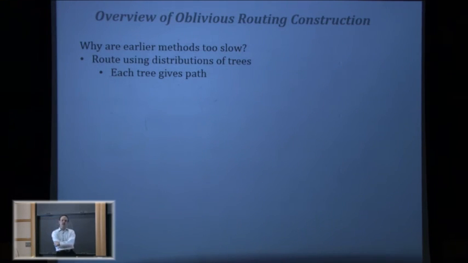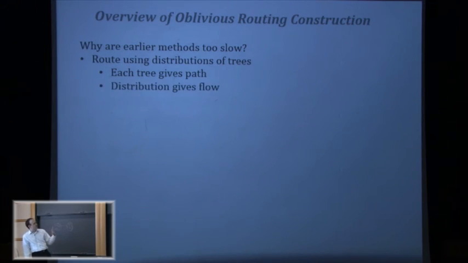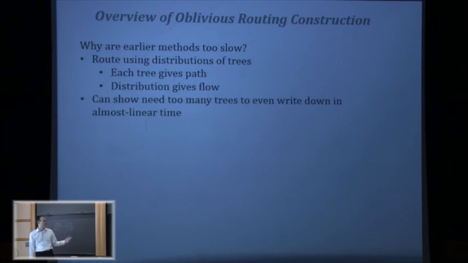If I give you one tree, it specifies a unique way of routing any demands. If I give you a probability distribution over trees, that's an oblivious routing scheme. It gives you a flow. And the reason that you ran into these major problems with using previous stuff, the reason that m squared was not going anywhere, was that you could actually prove that to get a decent competitive ratio, you need at least m trees. And just to write down m trees takes m squared. And so even writing down the answer is too slow.